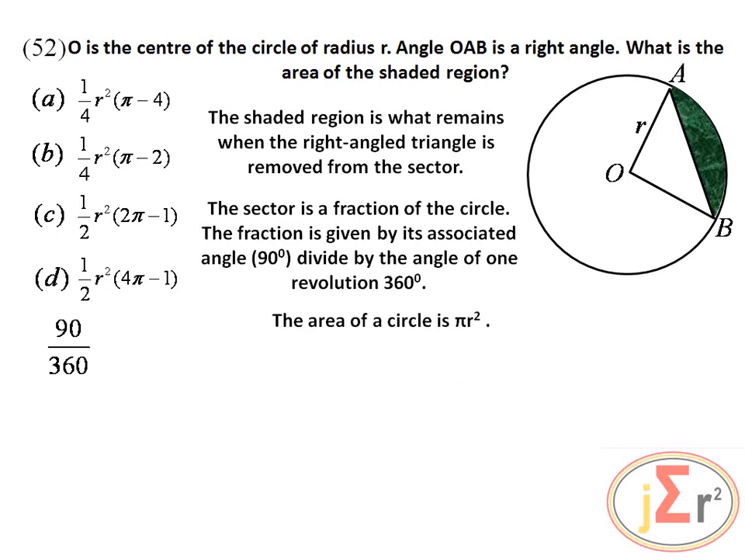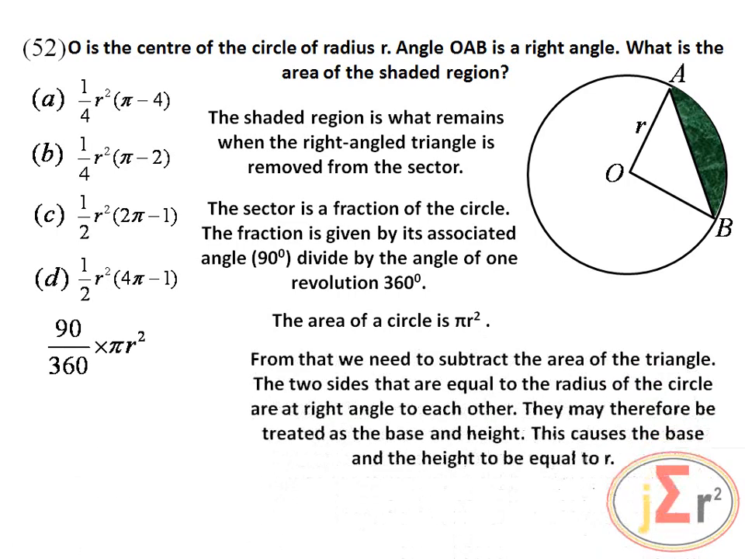The area of the circle is pi r squared. No doubt, pi r squared, we have it right there. From that, we need to subtract the area of the triangle. The two sides that are equal to the radius of the circle are at right angle to each other. They may therefore be treated as the base and height. This causes the base and the height to be equal to r. So we have a right-angled triangle that we are taking out from the area of the sector. So we have the area of the sector here. We will subtract the area of the right-angled triangle.